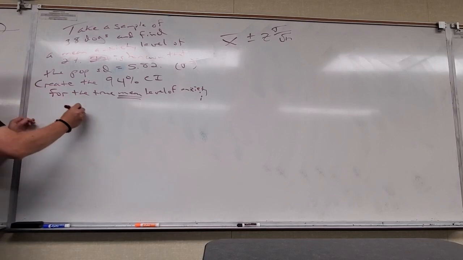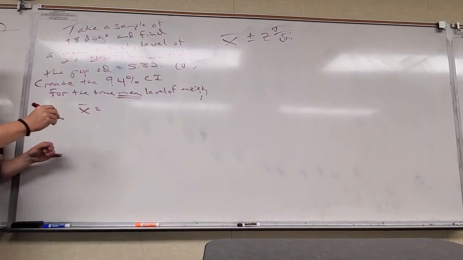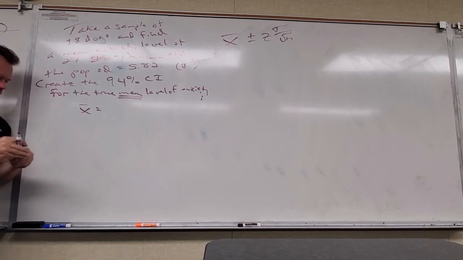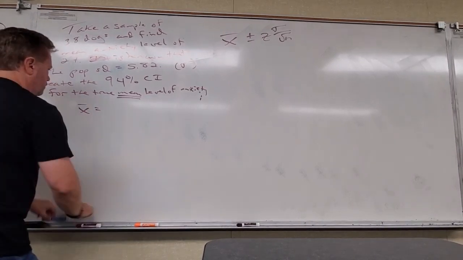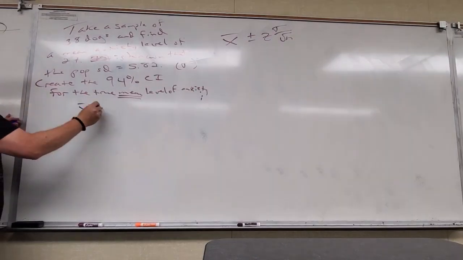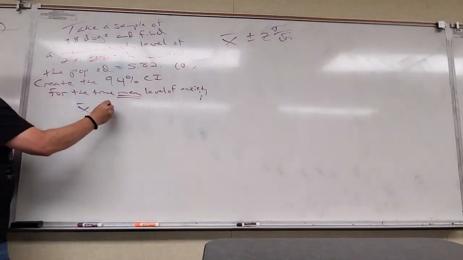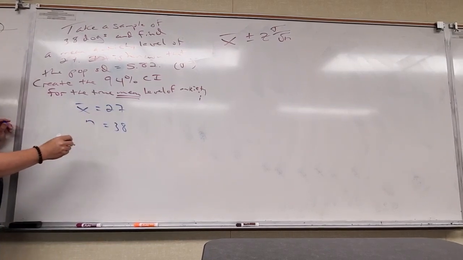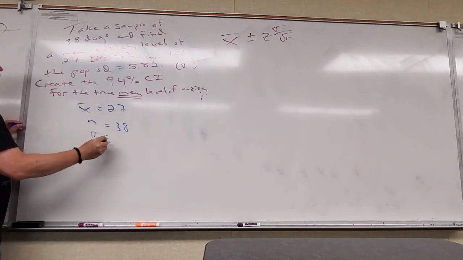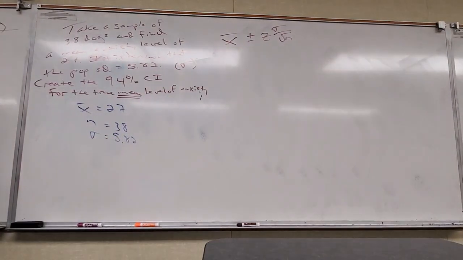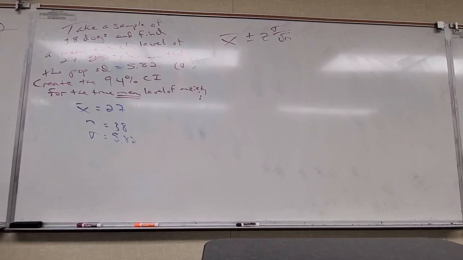Do we know X bar? Yeah. So X bar is, wait, what was X bar? No, X bar is what? Try it. 27. What's 38? That's N. And what's sigma? 5.82. So what's the only, yes, sorry.